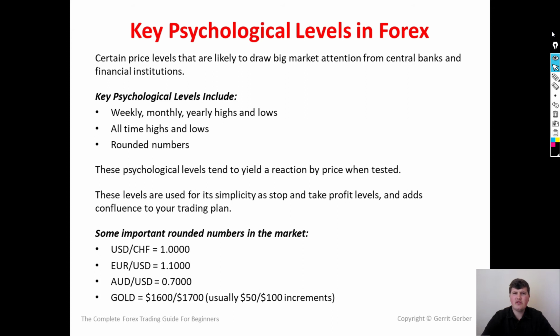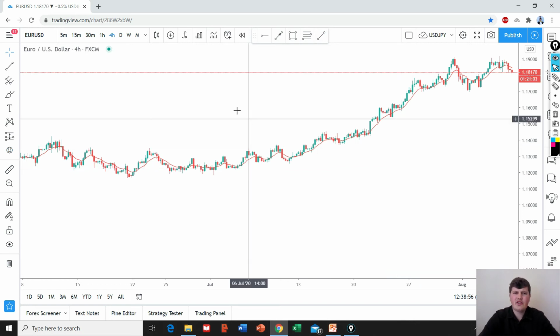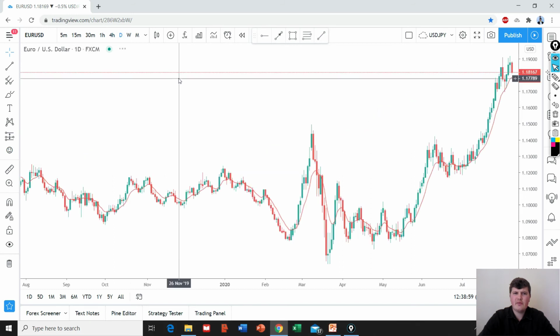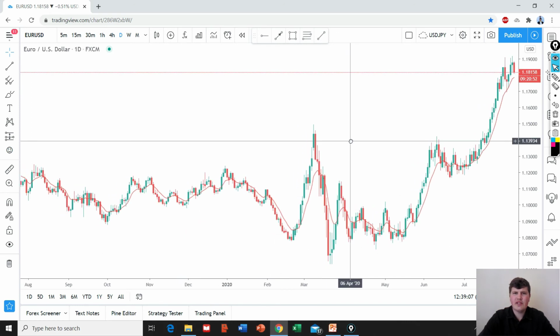So let me jump into a live example of how to look out for these psychological levels and how price tends to react when they reach these levels. To show you guys the psychological levels, I'm using the EURUSD chart, and I'm going to use a daily time frame together with a 1 year time period. And I'm going to focus on mostly the rounded numbers and the psychological effect that it has on price on this specific EURUSD chart.